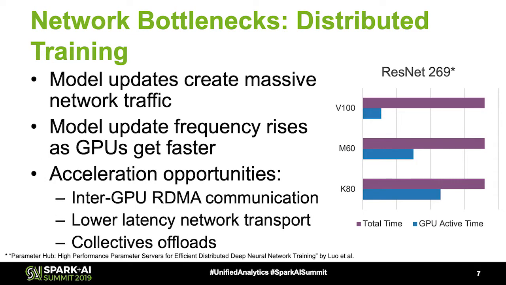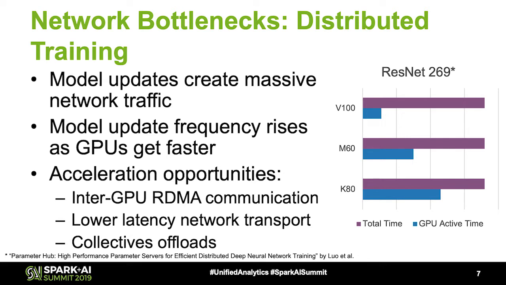Another thing is distributed training. Distributed training creates a lot of model updates, which create massive network traffic. Now, model update frequency rises as GPUs get stronger. We can see here on the right that comparing the same compute cluster with different, stronger and stronger GPUs, the total runtime stays about the same, although the actual GPU active time is reduced significantly. And this is usually because of other factors on the network, which are the bottleneck. It could be the network itself. It could be other factors on the cluster.